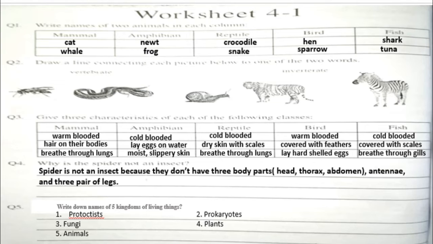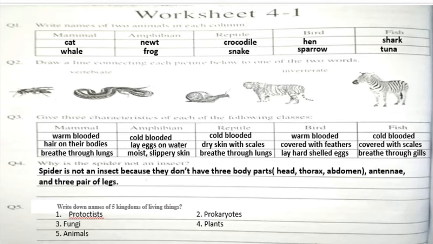Question number 2. Draw a line connecting each picture below to one of the 2 boxes. Here a few animals are given under the heading of vertebrates and invertebrates. You are going to join them. The animals which are vertebrates, join with vertebrate, and those which are invertebrate, join with invertebrate. For example, here is a picture of a snail. So you are going to join it with invertebrate. Rest you can do it.